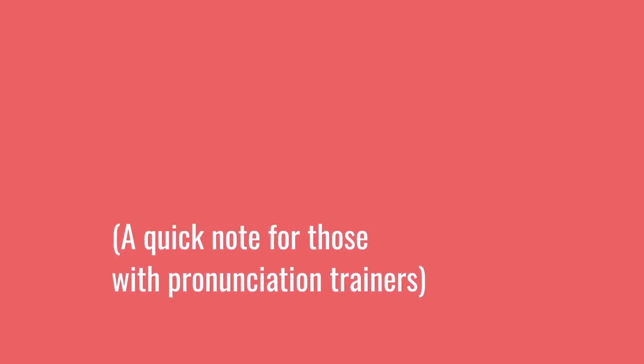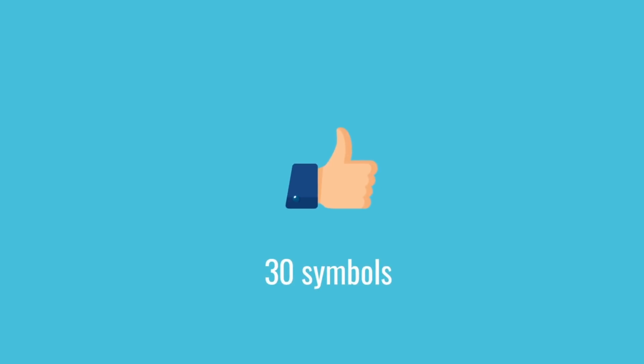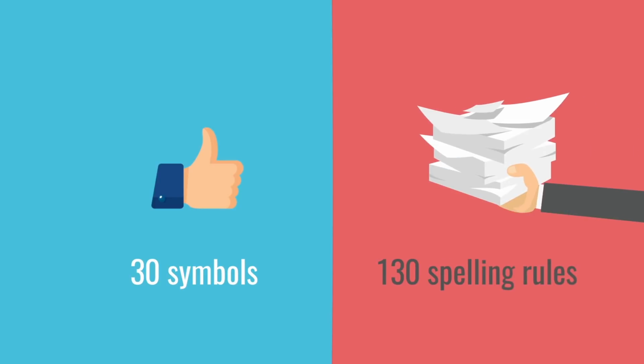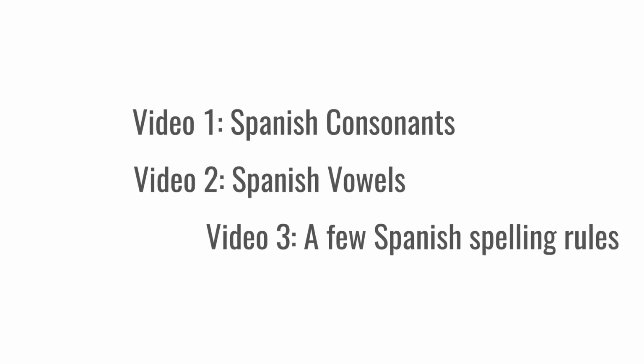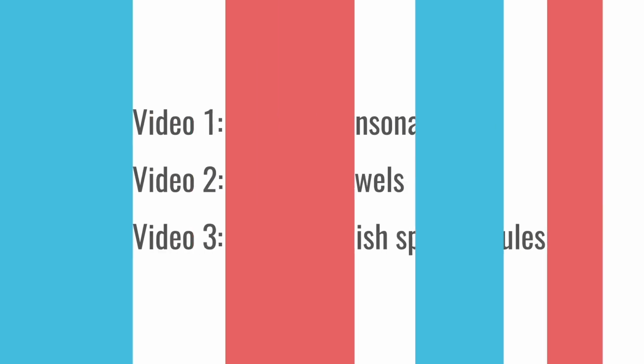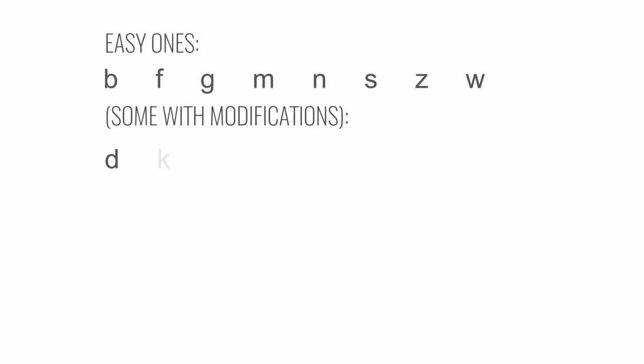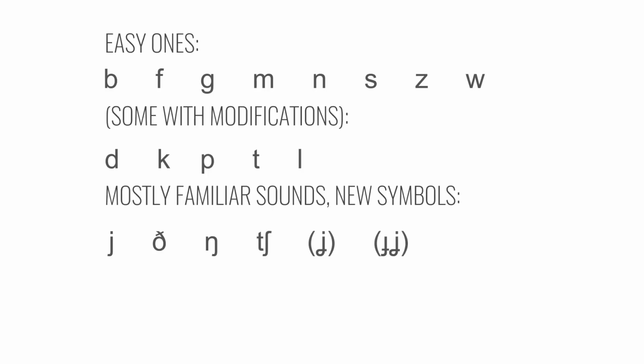I'll be going through Spanish using the International Phonetic Alphabet, or IPA. This lets us simplify our discussion a lot, since I only need to talk about 30 symbols or so, many of which you know already, instead of trying to wade through nearly 130 spelling rules. So, that being said, let's get started. We'll break this discussion up into 3 parts. The first will cover the Spanish consonants, the second, the vowels, and the third will cover a few of Spanish's spelling rules. Now, Latin American Spanish has 25 consonants, and if you speak English, 13 of these are relatively familiar sounds and familiar symbols. 6 are relatively familiar sounds with unfamiliar symbols, and 6 more are really new.